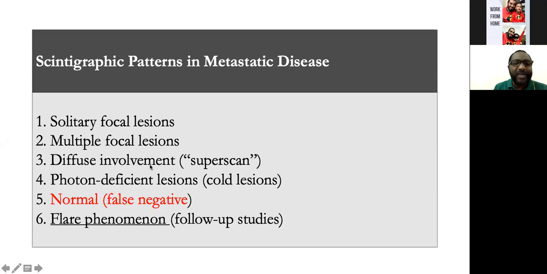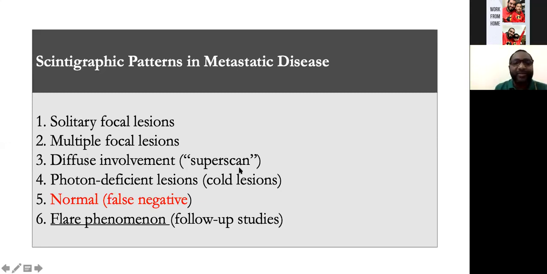A diffuse uptake means that the entire skeleton is infiltrated by malignancy. So you will not see a focal lesion. All you will see is diffuse uniform uptake. And unfortunately, that kind of scan looks very beautiful, and sometimes it is called a beautiful bone scan, and it's also referred to as a super scan. I will show you in subsequent slides how a super scan looks.